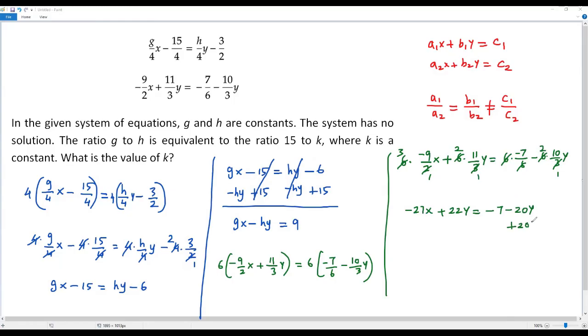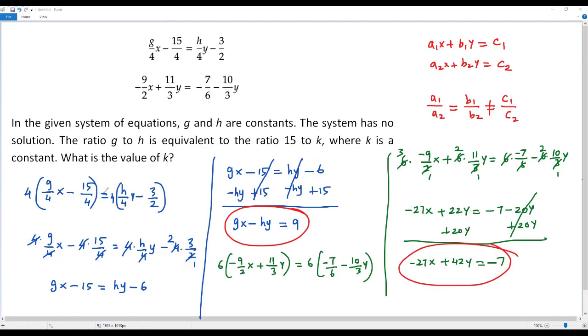Okay, now let me add 20y to both sides to get the equation in standard form. So here negative 20y and positive 20y will cancel out. I am getting negative 27x. When I combine them, I am getting positive 42y equals negative 7. Okay, here I got both the given linear equations in standard form.